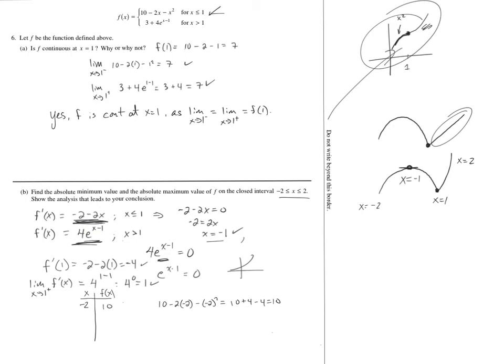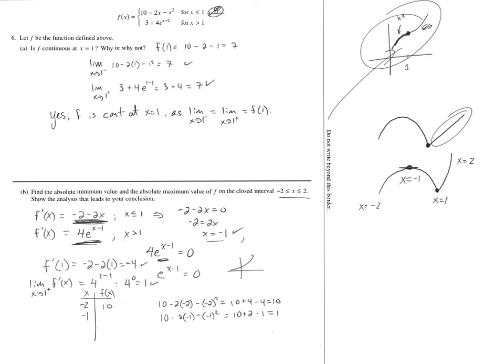And then our next critical number up is negative 1. And negative 1 again is less than 1. So we're again going to use the top function. So 10 minus 2 times negative 1 minus negative 1 squared is 10 plus 2 minus 1, which is what, 11?